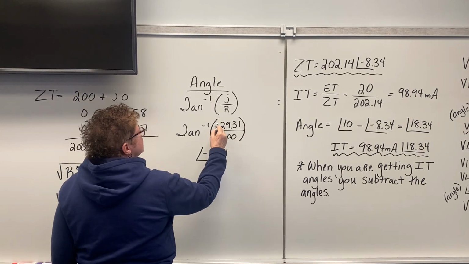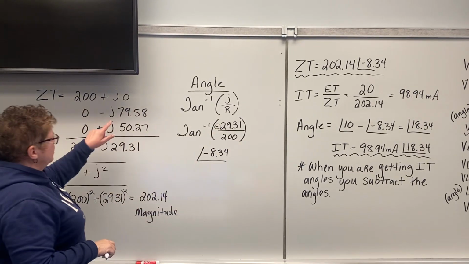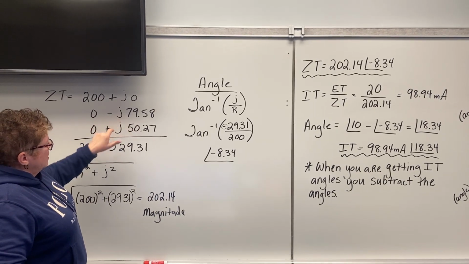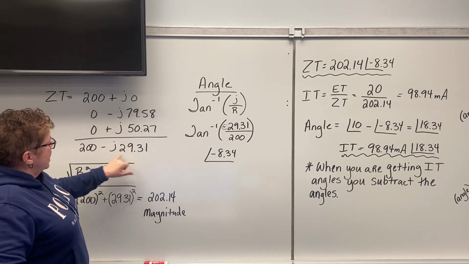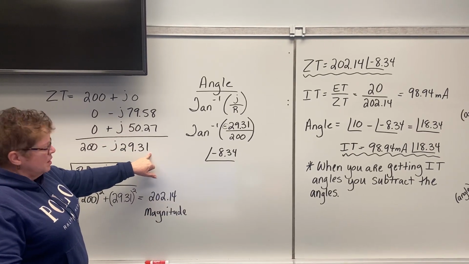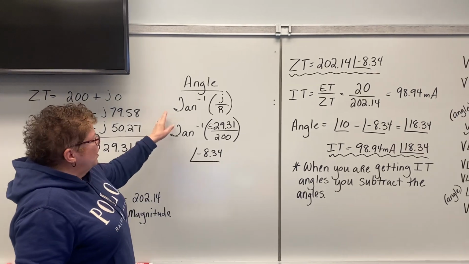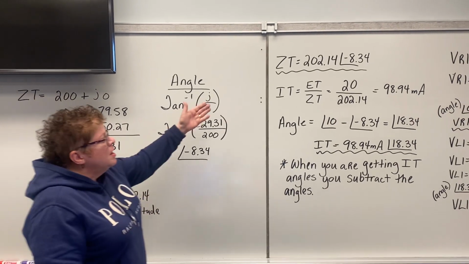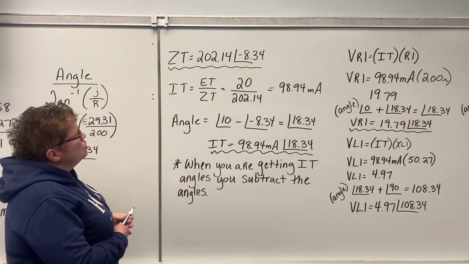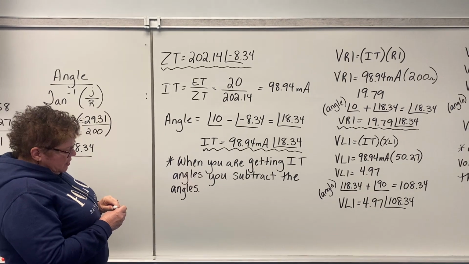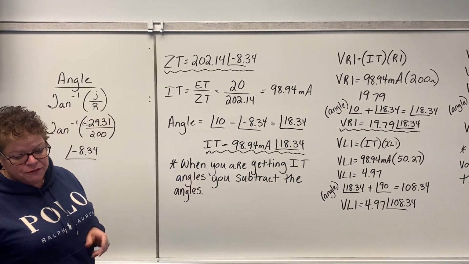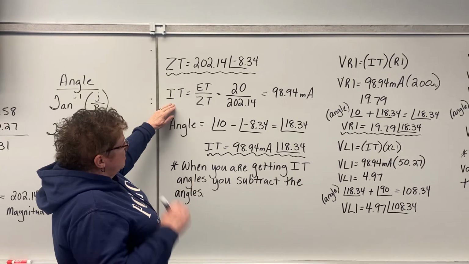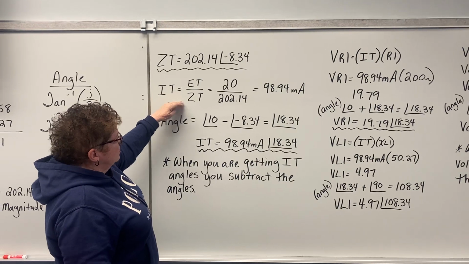And the reason this is negative 29.31 is because when we take negative 79.58 plus this, we actually get a negative 29.31. When we take the arc tangent, then we get the angle. So we put it all together. Our Z total is 202.14 at an angle of negative 8.34.